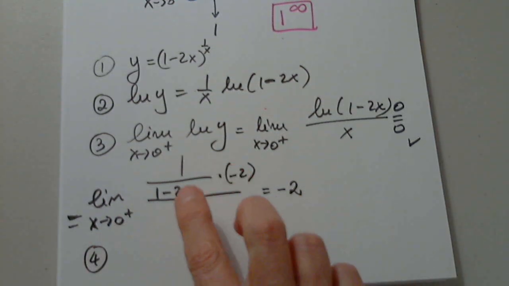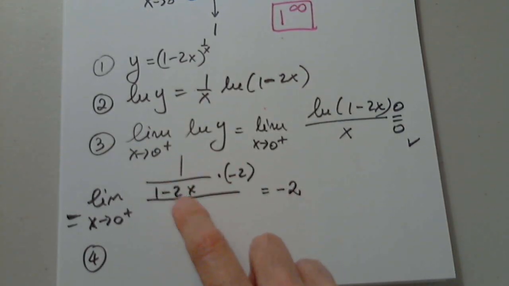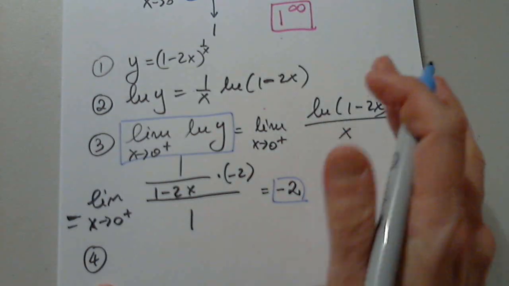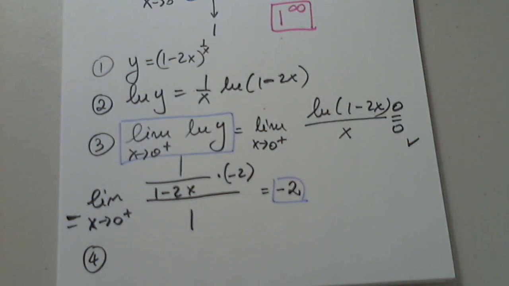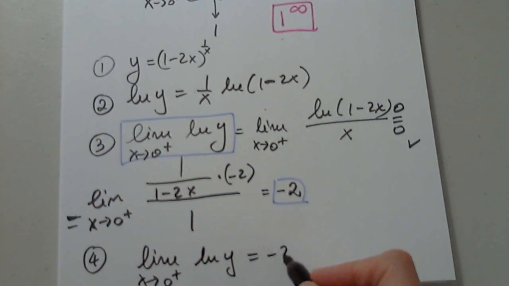In step 4, what do we do? Because when x approaches 0, this is 0, and I have negative 2 times 1 over 1. Step 4. Copy the limit. Yes, exactly. I copy the beginning and I copy the end. The rest is not important anymore. It was, but not anymore. So limit as x approaches 0 from the right of natural log y equals negative 2.